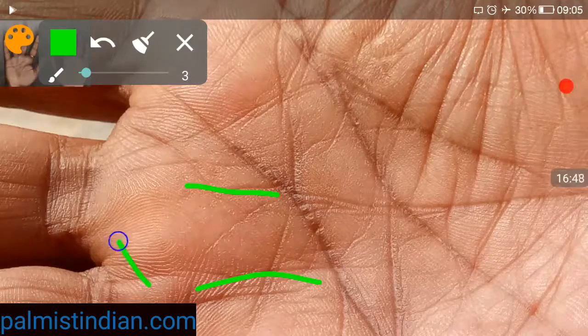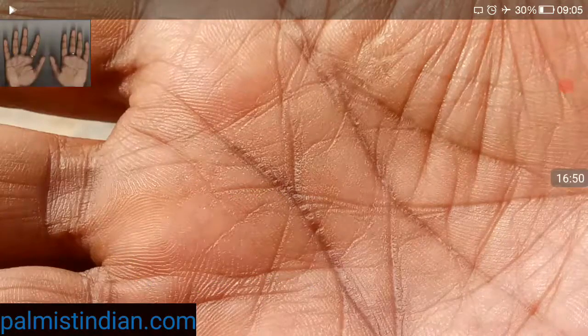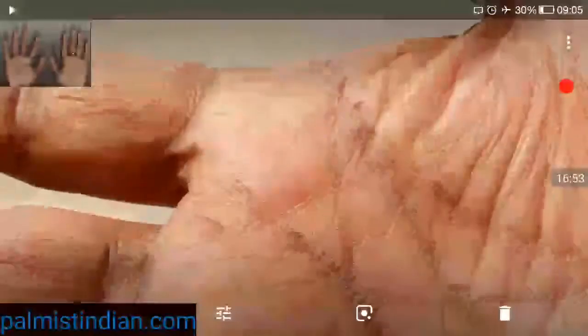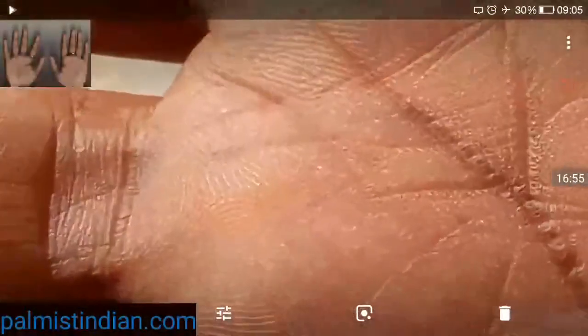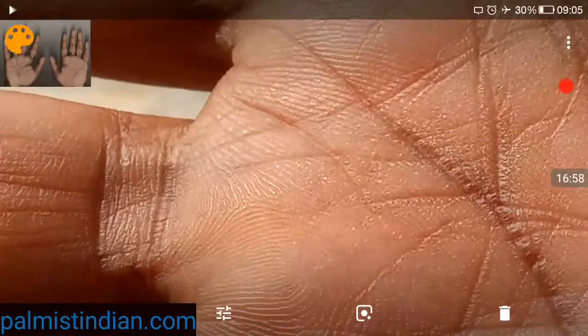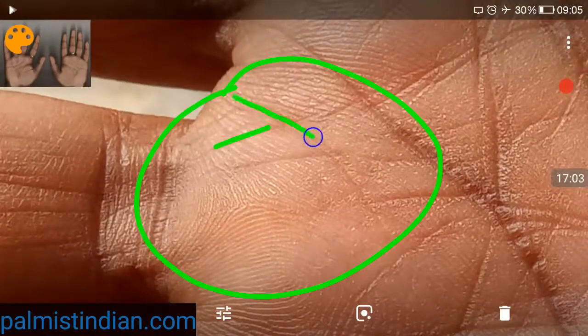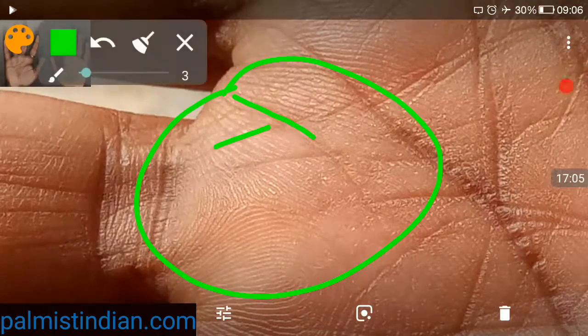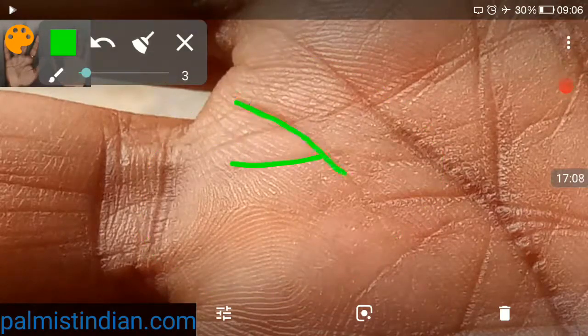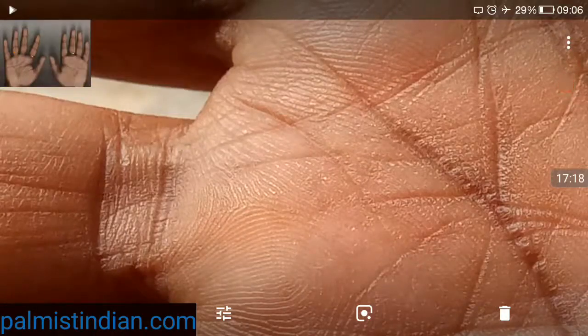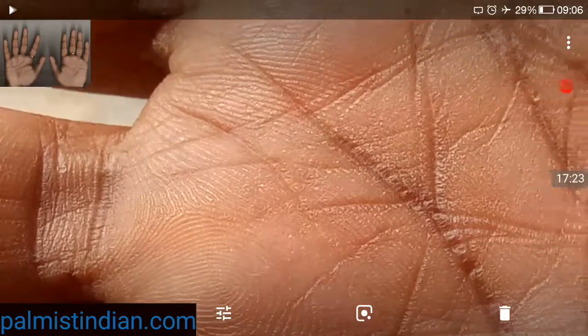So this is one aspect, and the other aspect to see is that on the area of Saturn, we see a few V-like formations. V-like formations under the finger of Saturn are always good. It's not just under the finger of Saturn, but any finger it is considered to be good. But always this V-like formation should be towards the fingers and not the reverse.